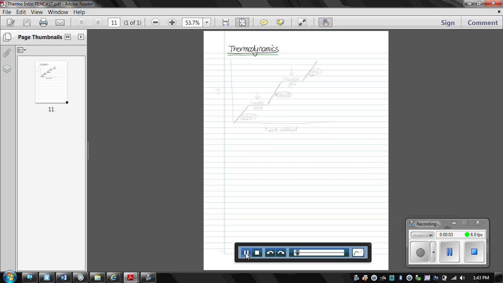Okay, so you need to read through those notes for yourself. Most of them are very self-explanatory. I mainly want to talk about what's on the back side of the notes, the heating and cooling curve. So you are going to see a graphic that looks something like this.